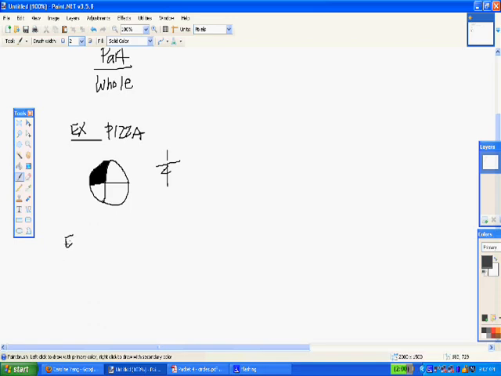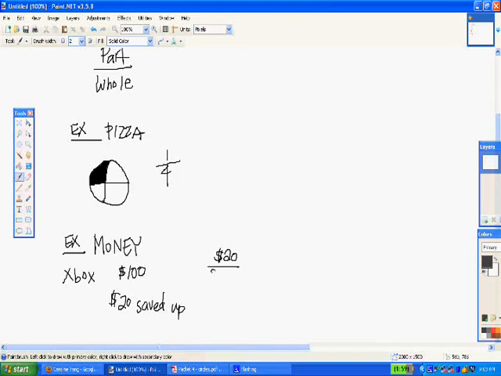Another example. Money. So, for example, if I wanted to buy an Xbox that cost me $100, and I only have $20 saved up so far, the way I'd represent this is putting the part that I saved up over the whole amount of price, which was $100, and that would be my fraction.